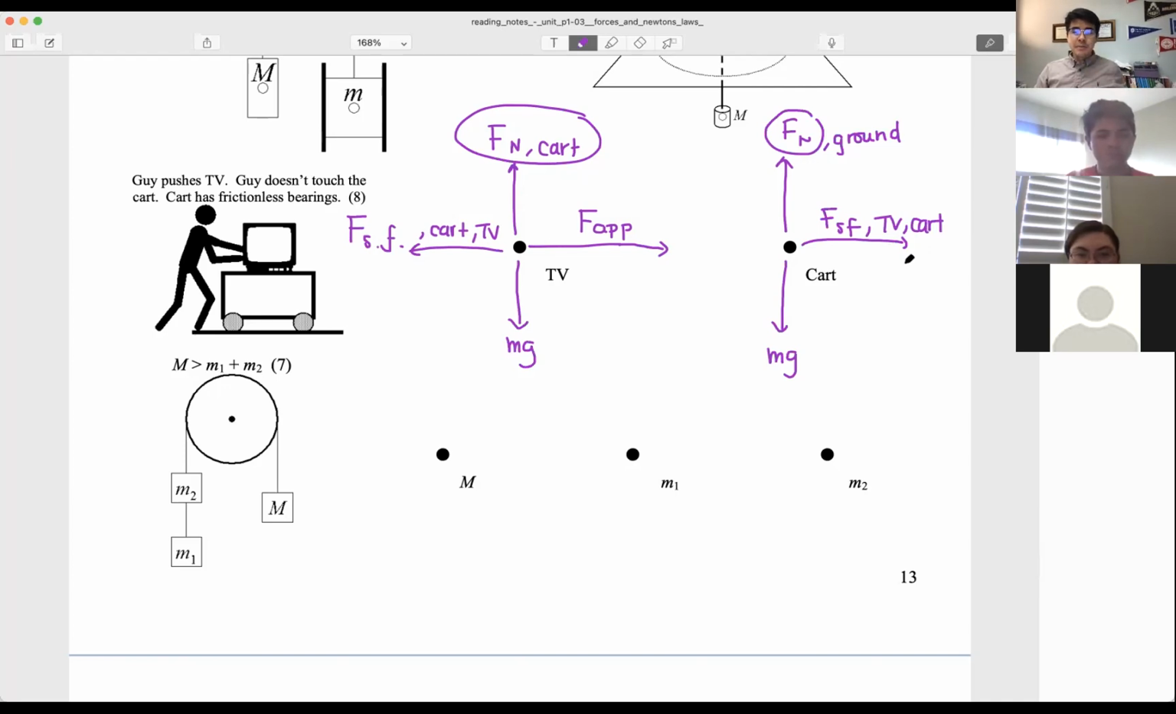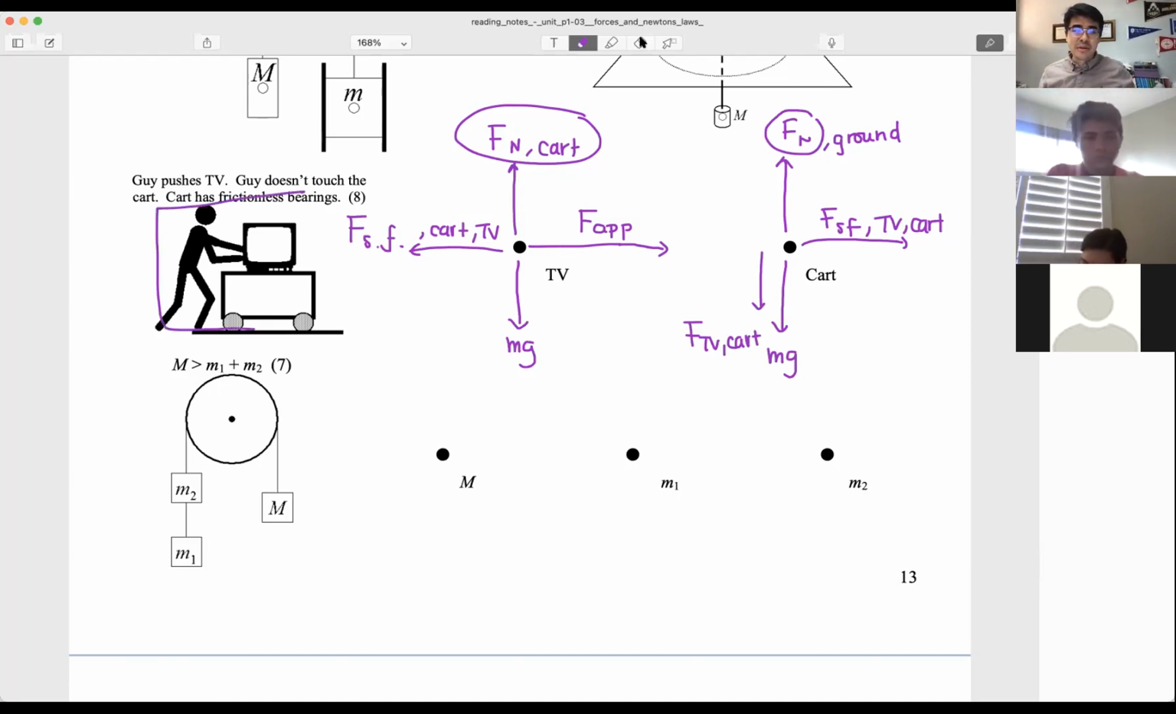I was being really picky when Bobby was talking about the normal force of the cart, right? Because think about it. The TV is on top of the cart, so the TV is pushing down on the cart. The cart isn't falling apart, right? So if the cart's pushing up on the TV, that means the TV is also pushing down on the cart. That's your equal and opposite. Anytime there's a point of contact within your system, this is our system right now.